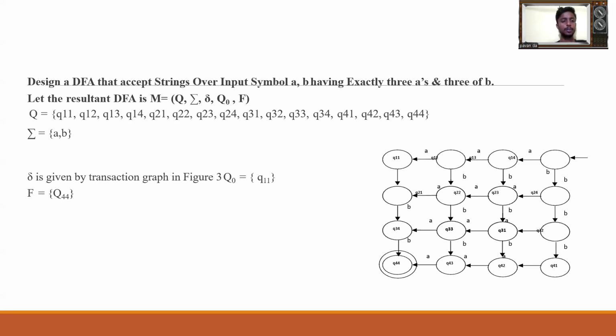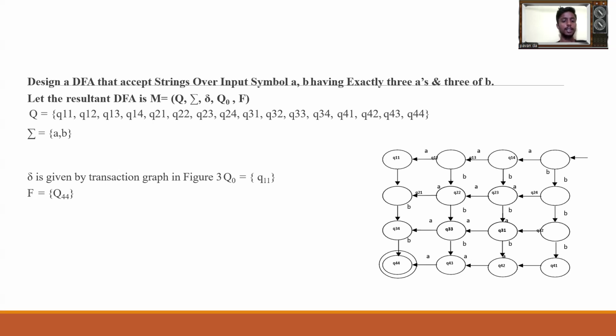Now, let us move into the question. This is the question: design a DFA that accepts strings over input symbols A, B having exactly 3 A's and 3 B's. Let the resultant DFA be M equal to Q, sigma, delta, Q naught and F. Q is equal to Q11, Q12, Q13, Q14, Q21, Q22, Q23, Q24, Q31 to Q44, and sigma is equal to A, B.